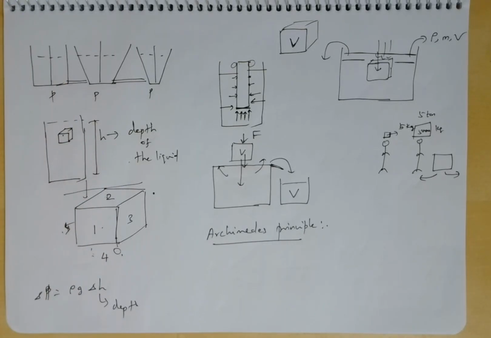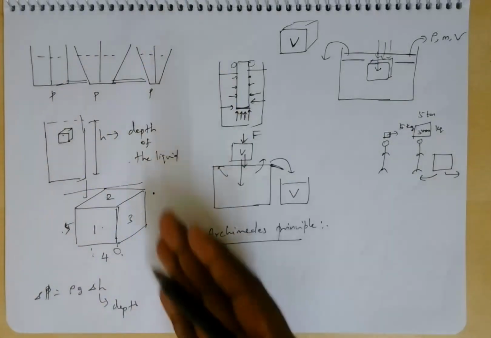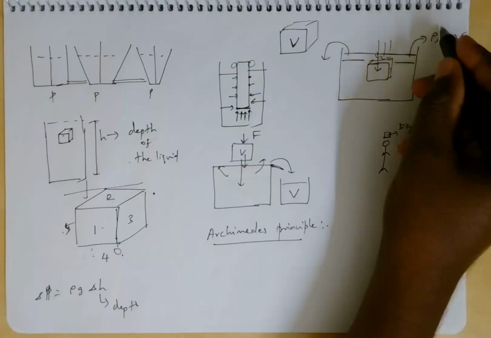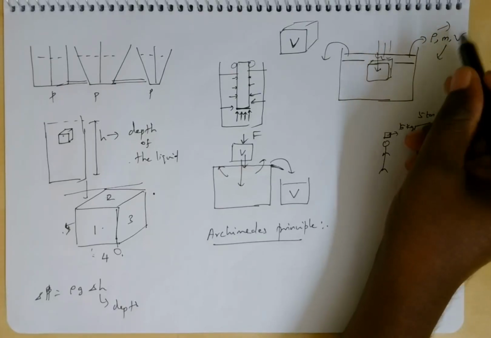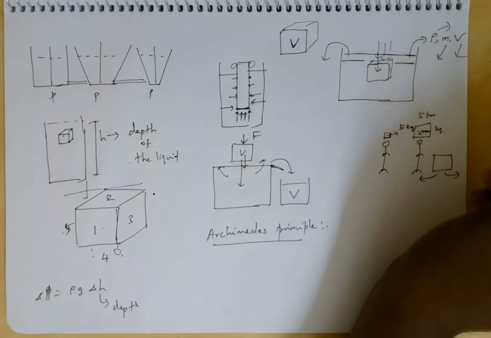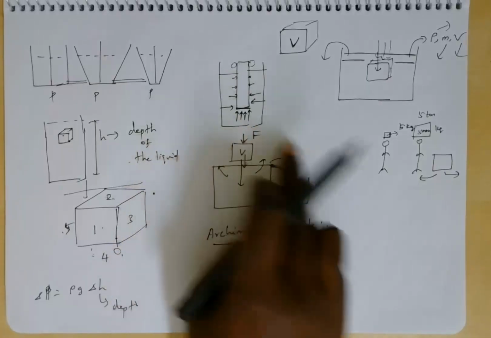By pushing it, we cannot alter the density of the liquid, and we cannot alter the mass of the liquid. What we can alter is only the volume of the liquid. Which volume exactly? The volume we are pushing inside.